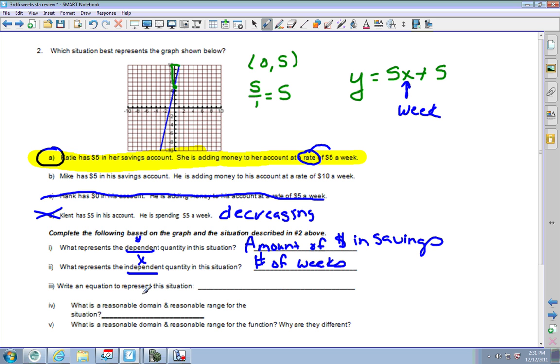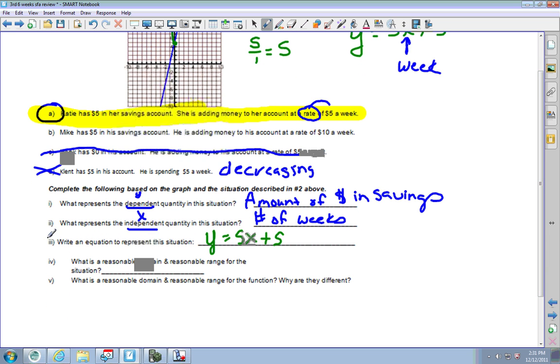Then it says write an equation to represent the situation. Well, I already did that up there. I went y equals 5x plus 5. It's then asking me what is a reasonable domain and range for this situation. Situation means this problem that's highlighted. In this case, a reasonable domain is going to be all positive real numbers.